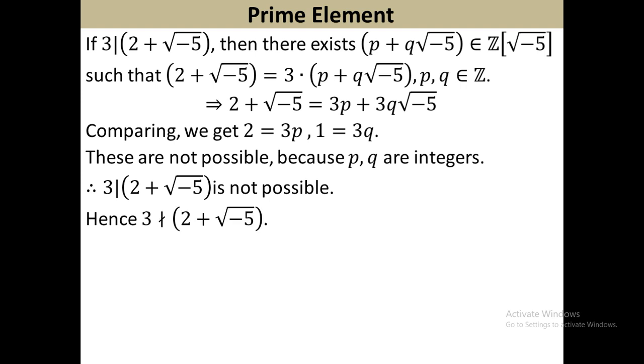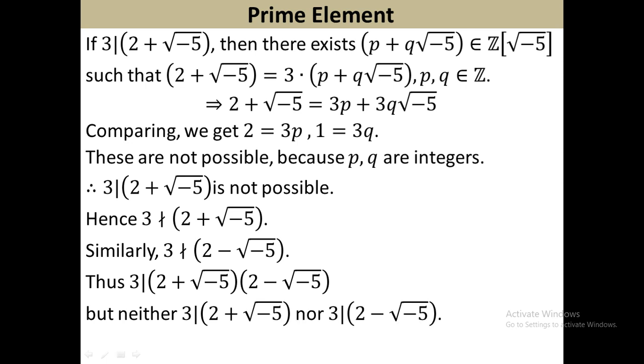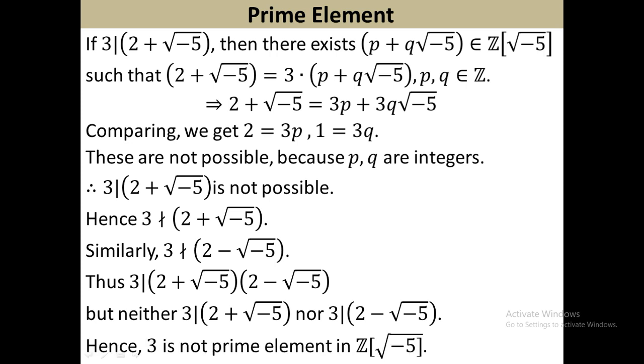Similarly, you can show that 3 does not divide 2 minus square root of minus 5 also. Thus 3 divides 2 plus square root of minus 5 times 2 minus square root of minus 5, but neither 3 divides 2 plus square root of minus 5 nor 3 divides 2 minus square root of minus 5. Hence 3 is not a prime element in Z of square root of minus 5.